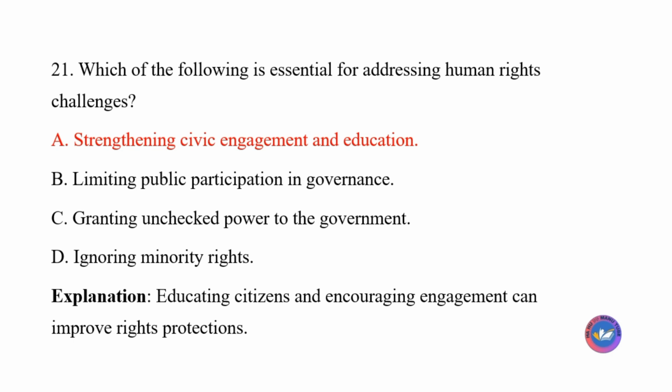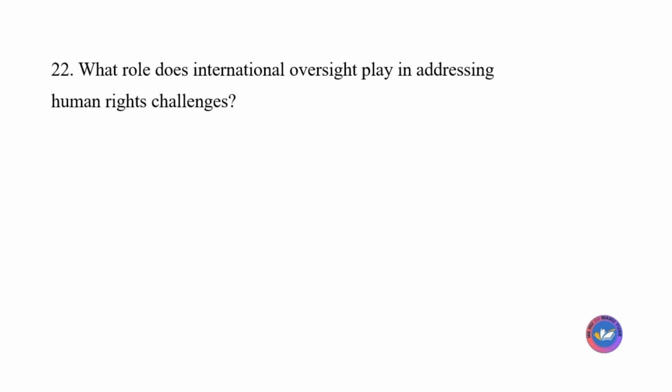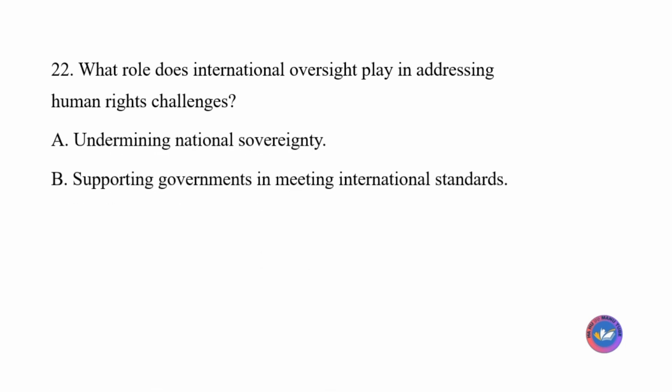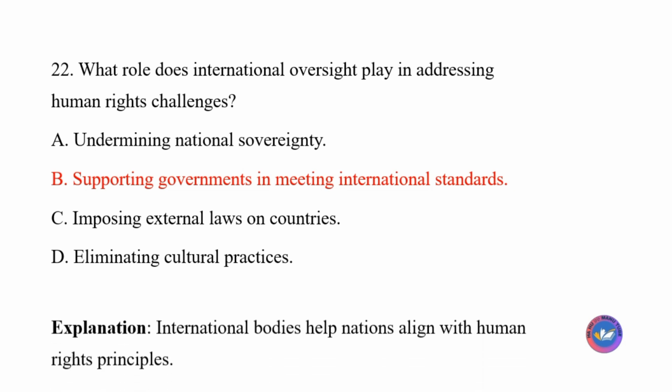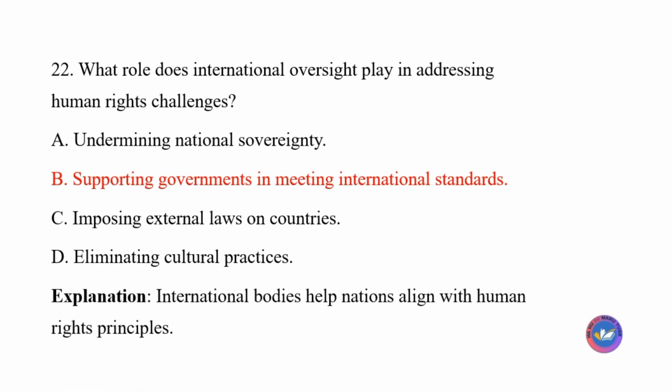Question number 22. What role does international oversight play in addressing human rights challenges? A. Undermining national sovereignty. B. Supporting governments in meeting international standards. C. Imposing external laws on countries. D. Eliminating cultural practices. The answer will be supporting governments in meeting international standards. International bodies help nations align with human rights principles.